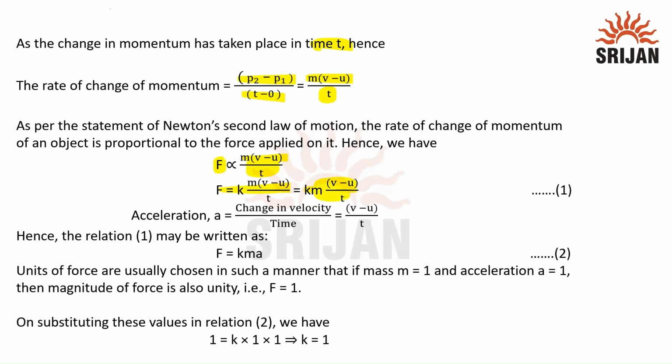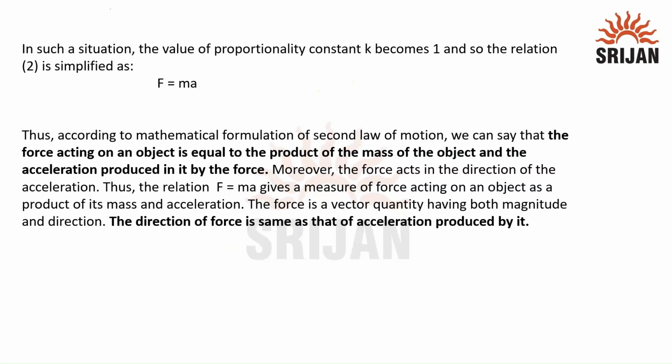And we know the acceleration is change in velocity divided by time, that is v minus u divided by time. So this can be written as F is equal to k mass into acceleration. And we have found that the value of k is 1. So the value of force, or this relation, comes out to be F is equal to mass into acceleration. So this is the final relation, F is equal to ma.